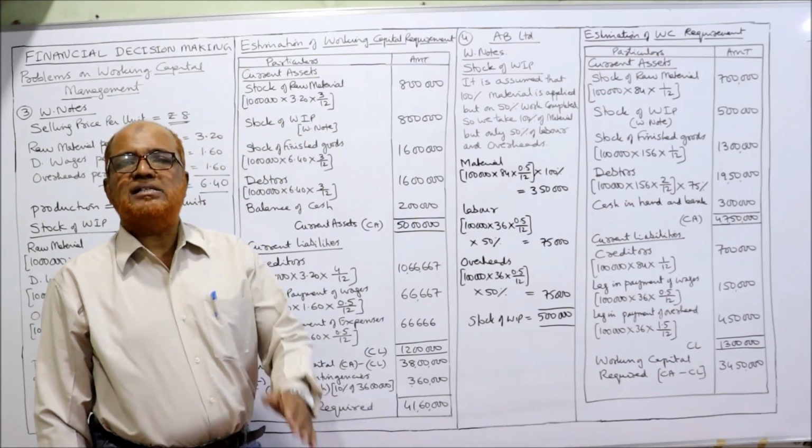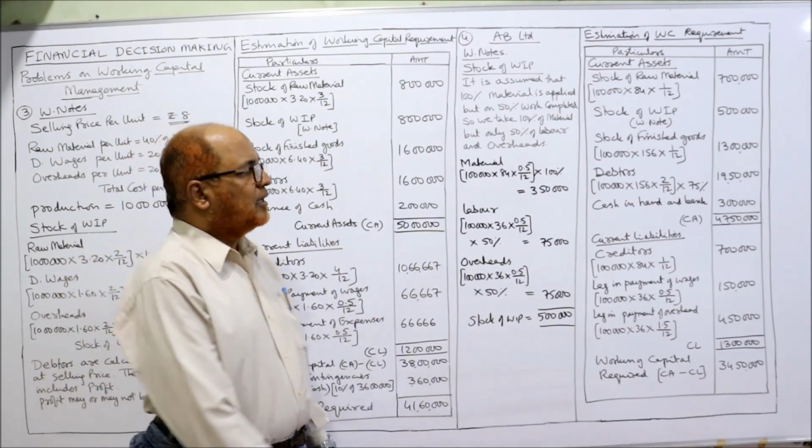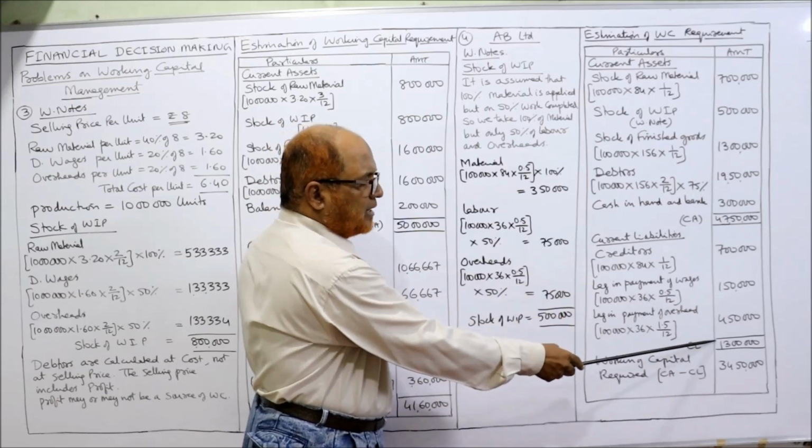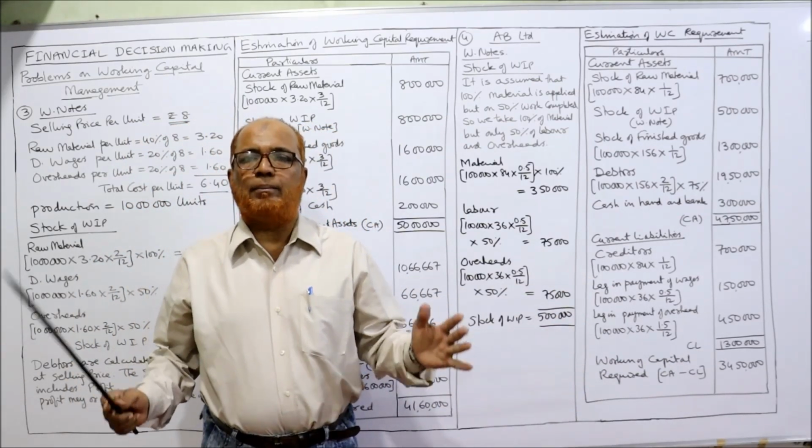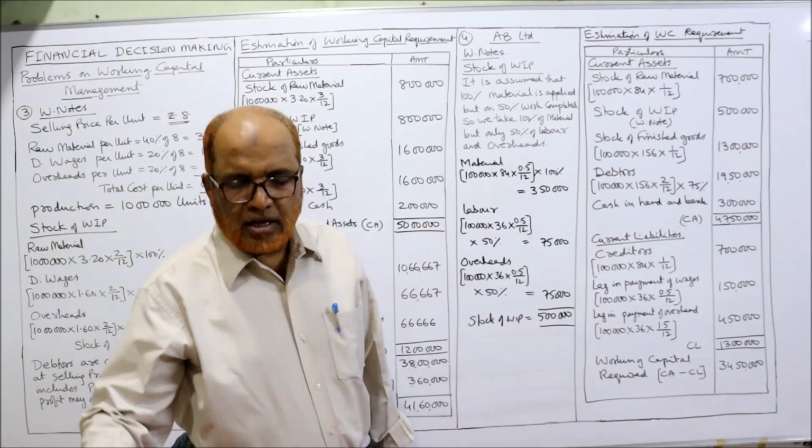Now working capital is CA minus CL. So 47 lakh 50,000 minus 13 lakh, 34 lakh 50,000 is the working capital required.